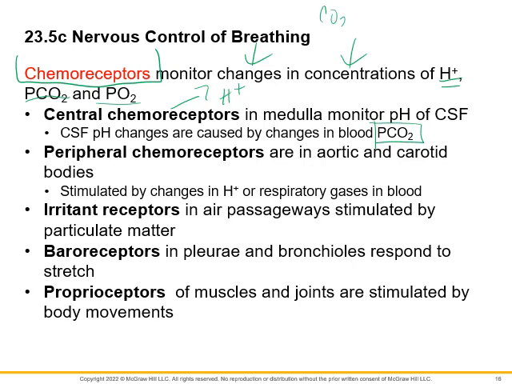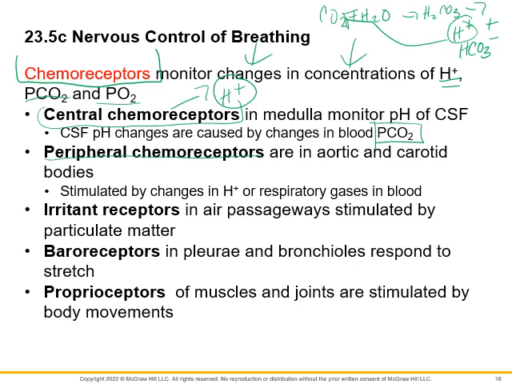So remember, we have carbon dioxide plus water. That's going to break down to carbonic acid, and then that's going to further break down into hydrogen ions and bicarbonate ions. So these central chemoreceptors detect hydrogen, and that has a direct relationship to the amount of carbon dioxide.